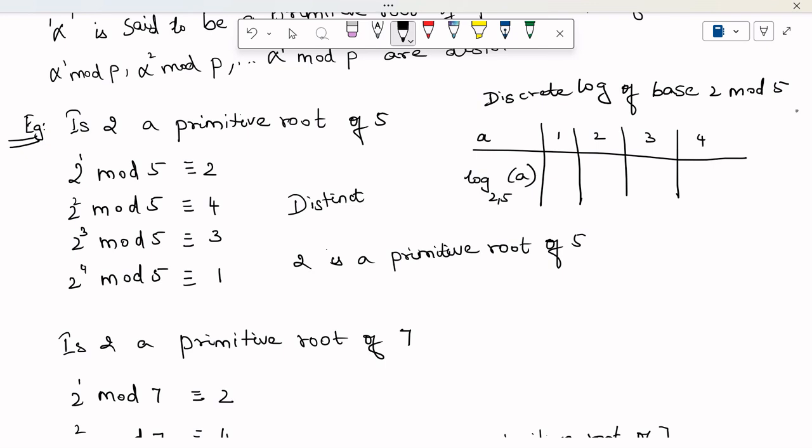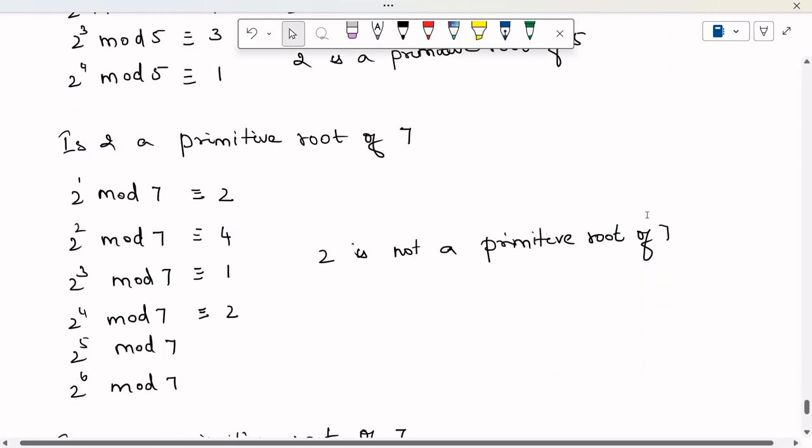Here the value of A is this one, right? What is the equivalent power here? 4, right? So the discrete log of base 2 mod 5 of 1 is 4. What is the discrete log of base 2 mod 5 of 2? Which is 1. Discrete log of base 2 mod 5 of 3 is this power, 3. Discrete log of base 2 mod 5 of 4 is 2. So this is how we will be constructing the discrete log table.